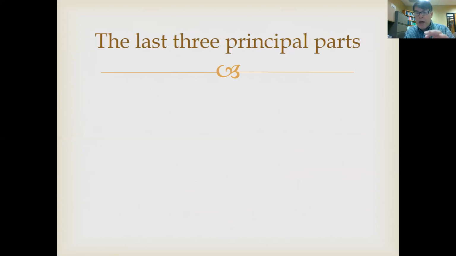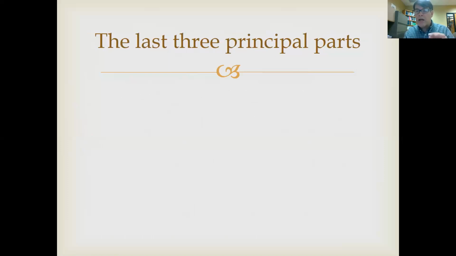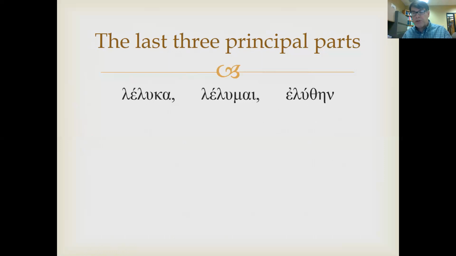Luo, luso, elusa, leluca, lelumai, eluthane. Those are the 6 principal parts of luo.